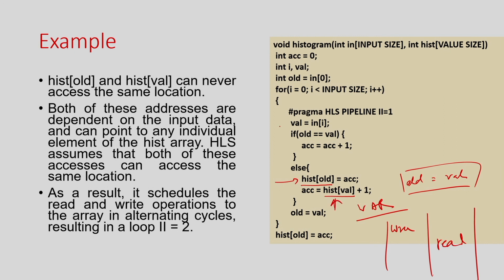But if you look into the other part of the code, what I am doing here is, if these two values, old and val, are the same, I am not going to do this; I am going to do something else. So in this else part, old is always not equal to val. So although there is a WAR kind of dependency here, it is a false dependency, because this is not going to happen in practice: if old and val are the same, I am not going to come to this part of the code.